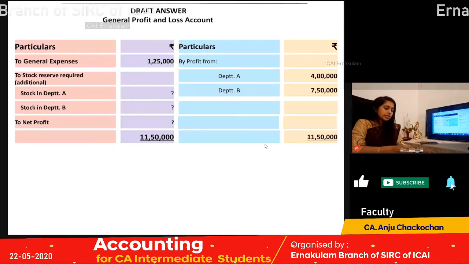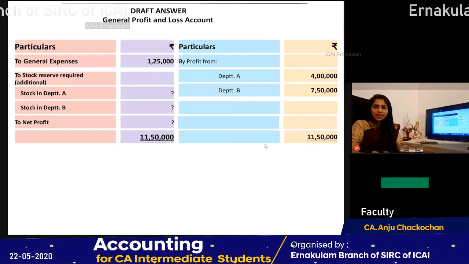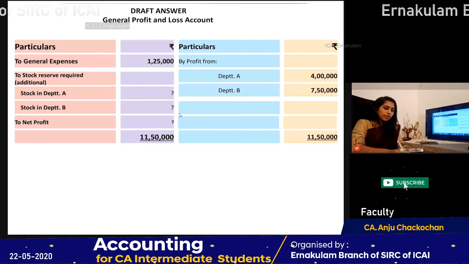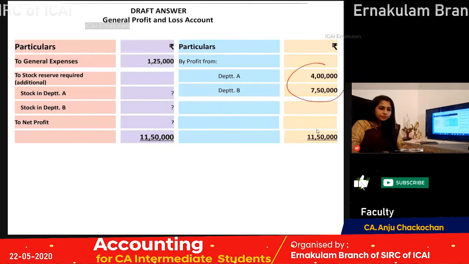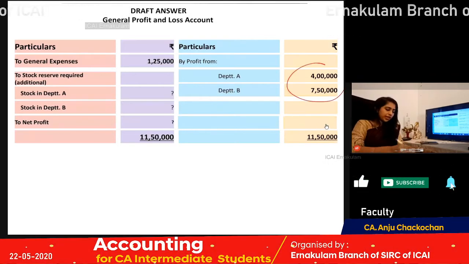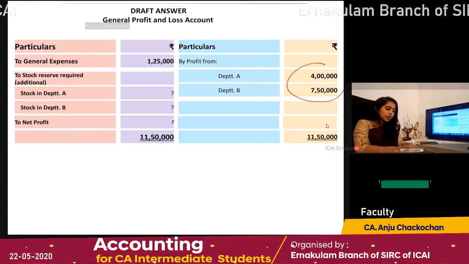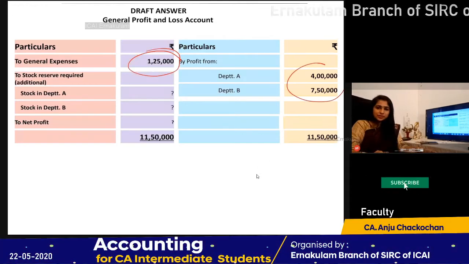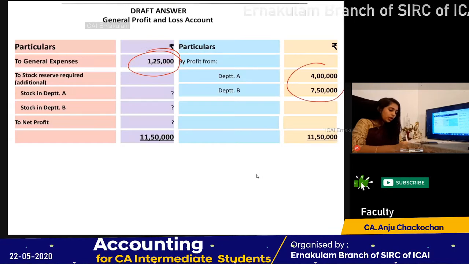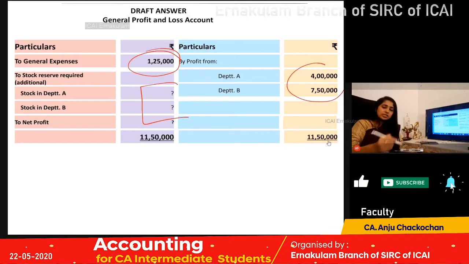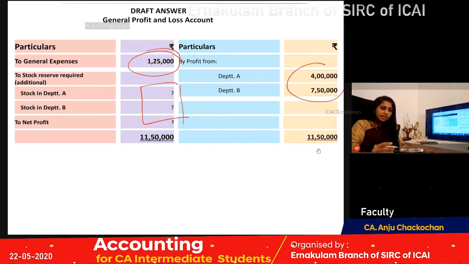Okay, let's see. In the general P&L, we have the final net profit, and then we also have general expenses of 1,25,000, right? So the only data which is missing is the stock reserve. I'll get back to you, Shruti.